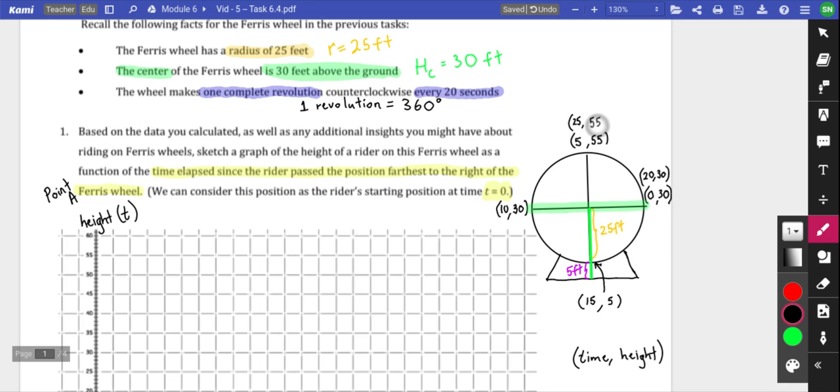At 55, at 30 seconds, we are 30 feet above the ground. And 35 seconds, we are 5 feet above the ground. And you can continue this indefinitely.